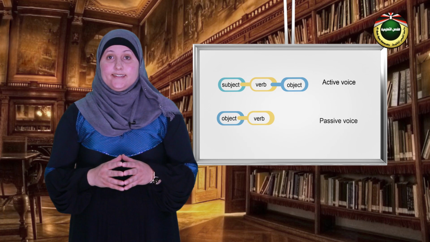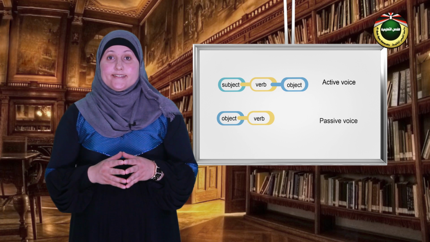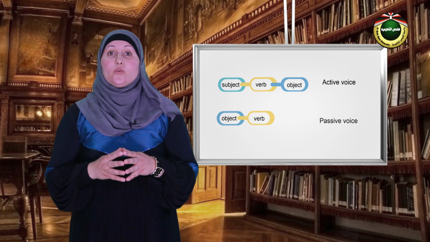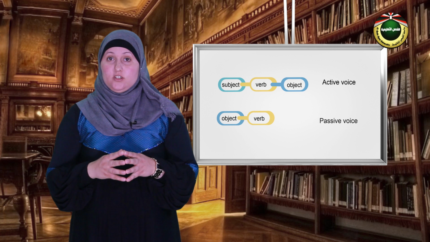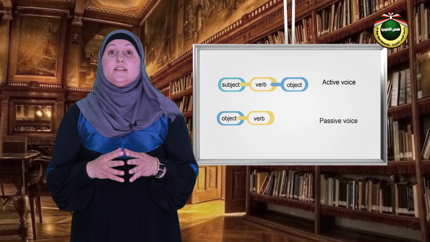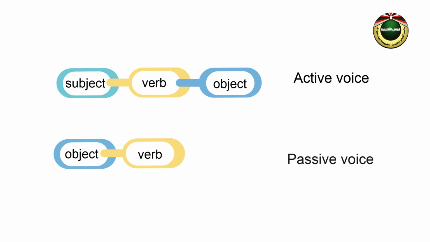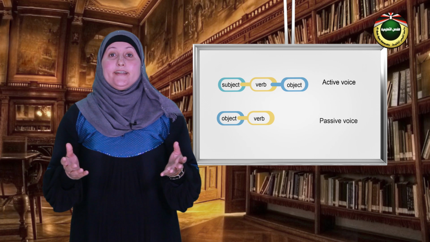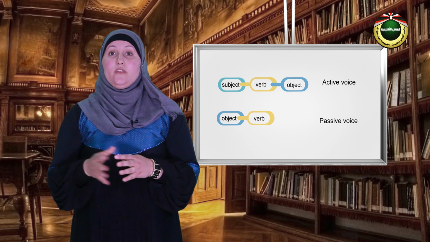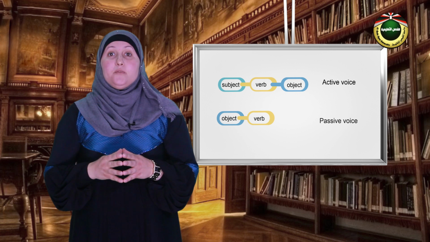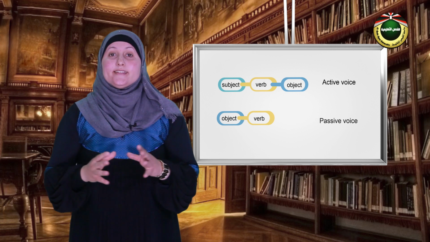We have already explained that a sentence generally begins with a doer or performer of the action, which is called the subject. Then the verb, then the object. This is called an active sentence. Now, if you begin the sentence with the object, we formulate a passive sentence.